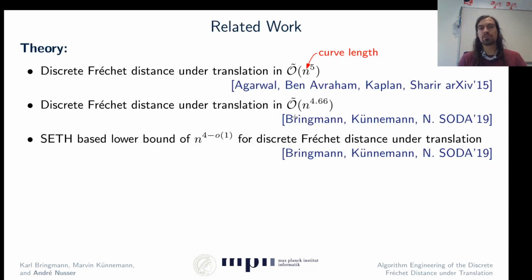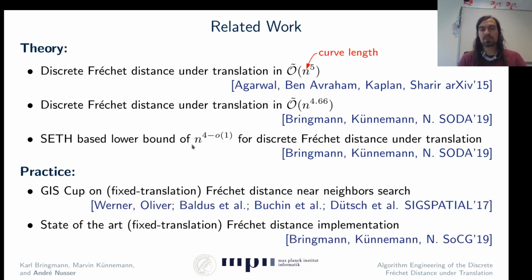So let us first review a little bit the related work. In theory, I already briefly mentioned it at the beginning. We have results already, and especially we had this n to the 5 algorithm by Agarwal, Ben Avraham, Kaplan, and Sharir. And we improved that actually to n to the 4.66 and also gave a conditional lower bound of n to the 4, which matches the arrangement size, as I already mentioned. So unfortunately, this is quite pessimistic in practice.